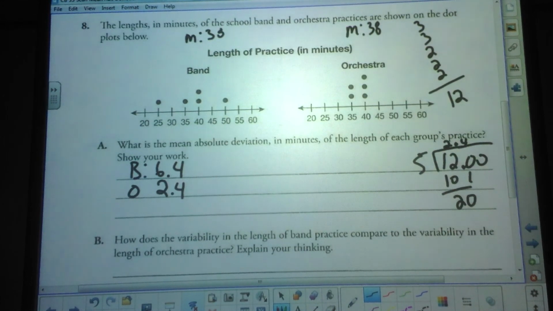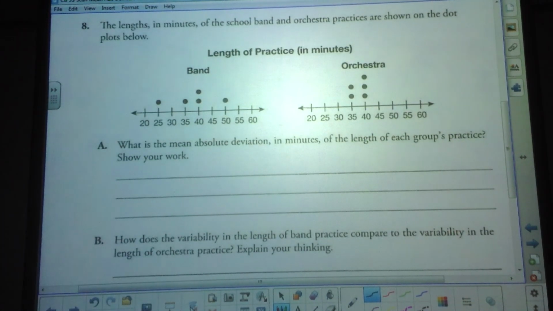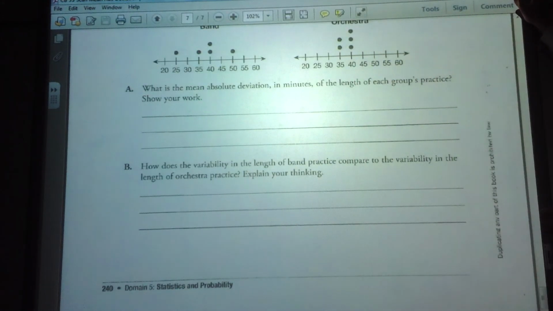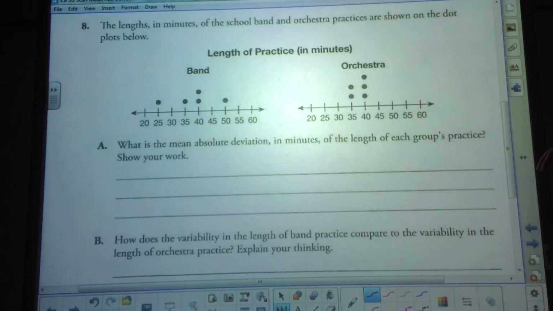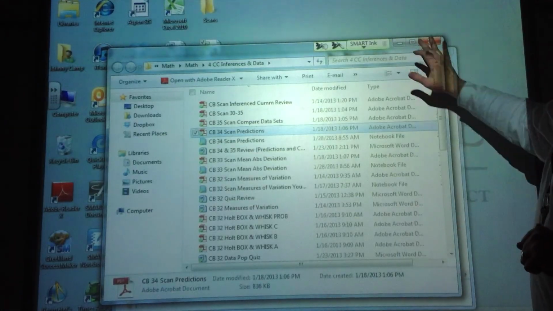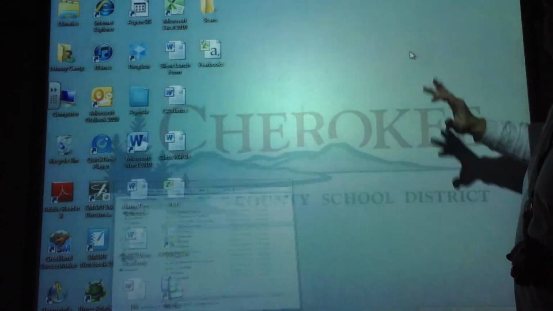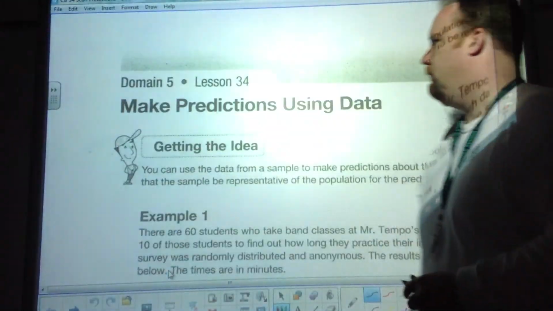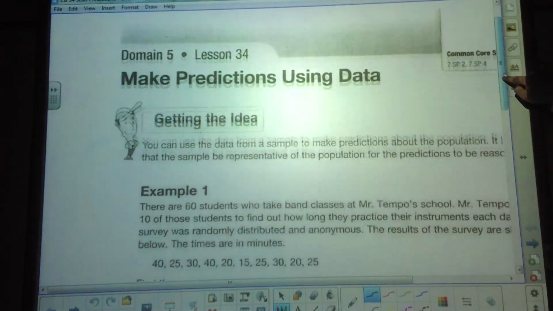Okay. Now, let's move on to predictions. And predictions to me is the easiest part. All you really got to do is just find the mean, median, and mode, or whatever they're asking you, and you can use that to make predictions about what's going to happen. Okay. So let's go ahead and close that guy out. Making predictions.